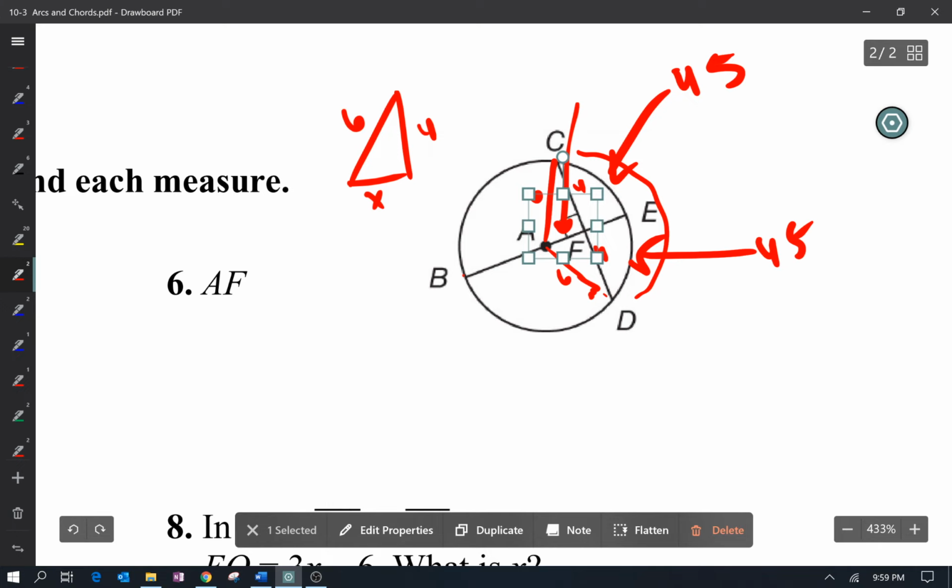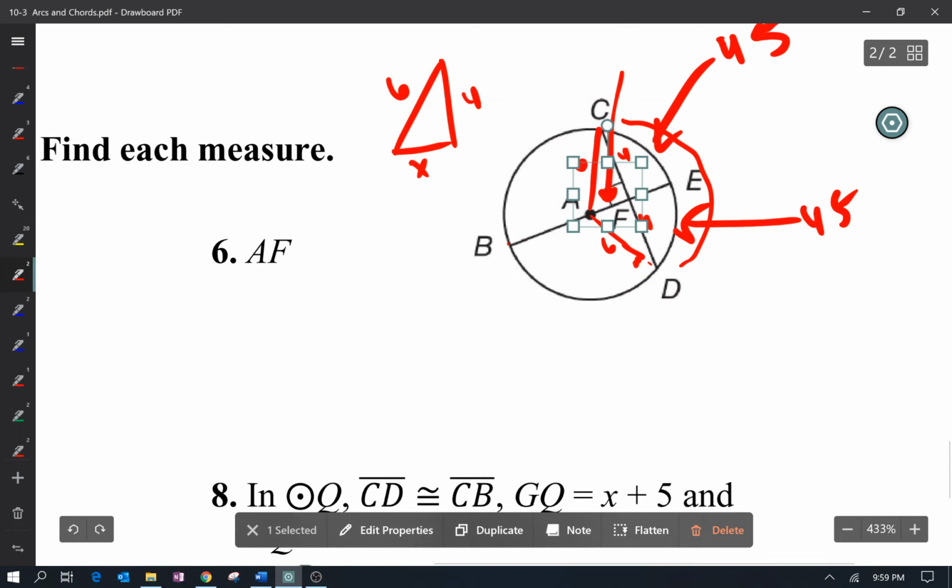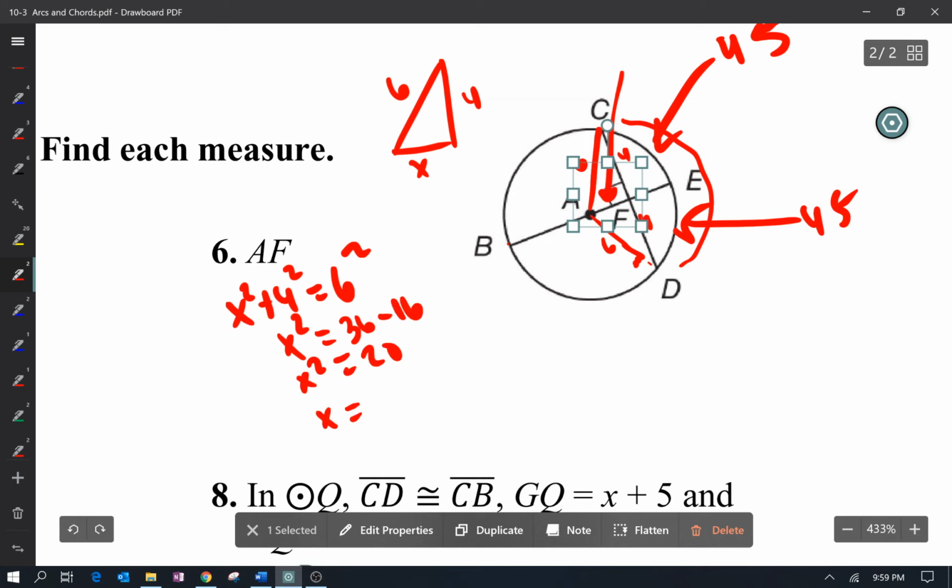We got a triangle here, right? I don't know any triangle that does that, so I'm just going to have to do the math for it, right? x squared plus 4 squared equals 6 squared. So what do we get? x squared equals, let's see, bring the 6, that's 36 minus 16. That's 20. So x squared is 20, so x is root 20.